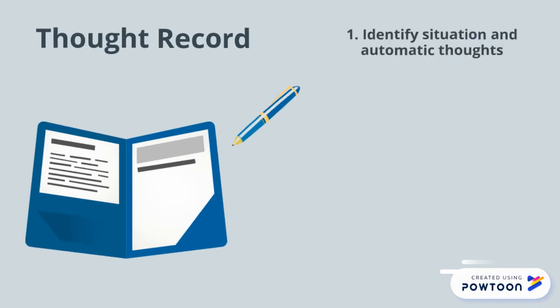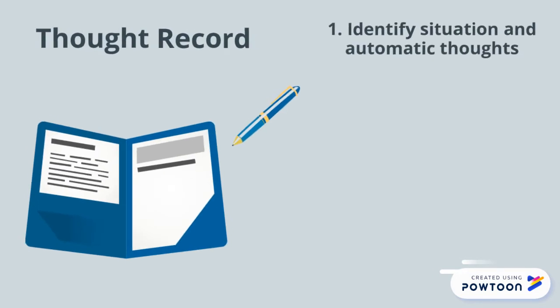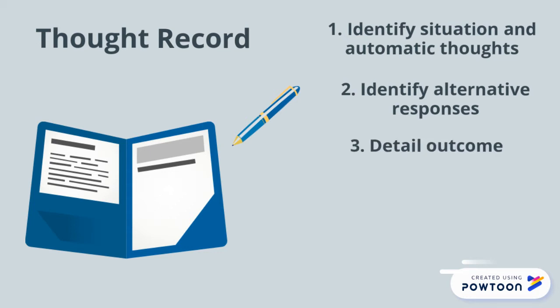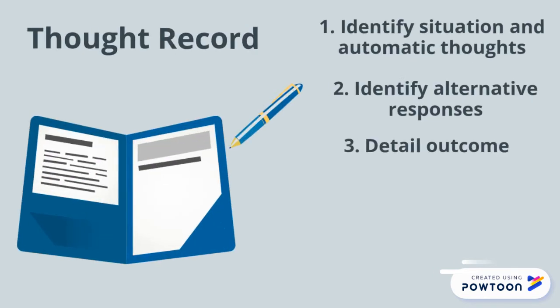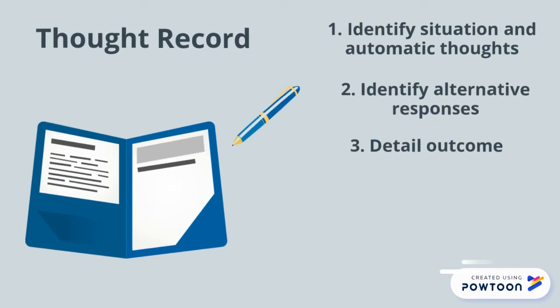The first step is identifying the situation and the automatic thoughts and emotions that arose in that situation. The next step involves identifying alternative responses and reactions. The final step involves detailing the outcome of the situation. A thought record is particularly helpful because it provides the client with the opportunity to visually see their thought processes written out in a structured format.